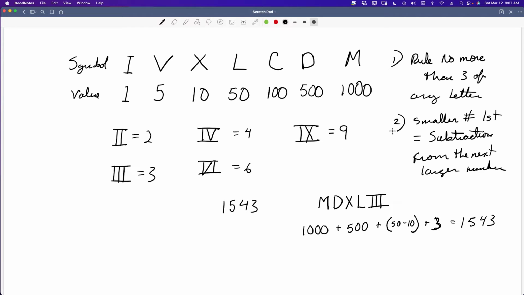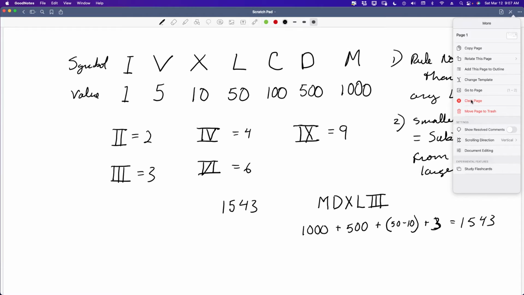So let's do a couple practice problems using these rules. I'm going to clear the page. And the first one, we're going to write 3,493 in Roman numerals.